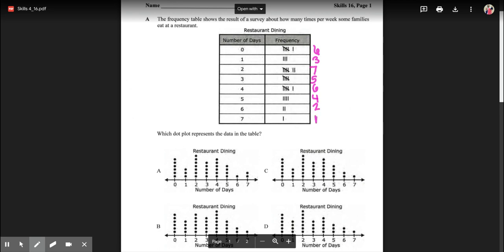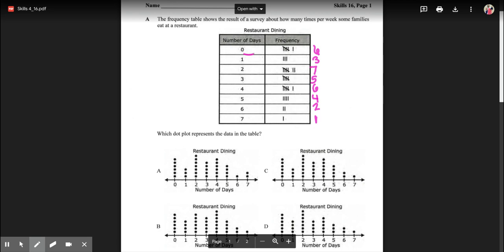Then it says which dot plot represents the data in the table. So a dot plot just uses one dot to represent one mark. So like for 0 up here, we need a dot plot that shows 6 dots above it. So let's look at our answer choices.